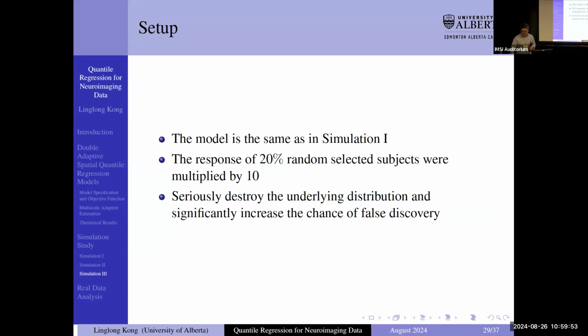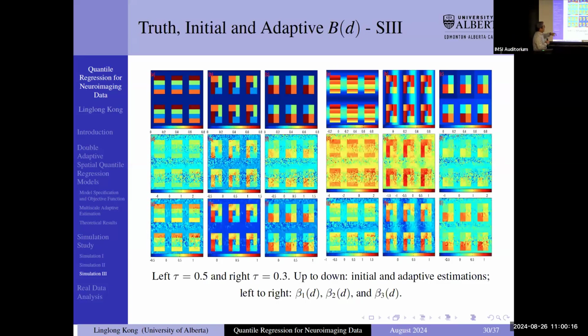Another thing is we mimic the situation where the data may not be perfect. In this sense, we select 20% and multiply it by 10. Then we also get a similar result. The initial estimate, as you can see, is quite a bit worse than the previous one. However, after we do our smoothing, we can still recover a lot of regions of interest.